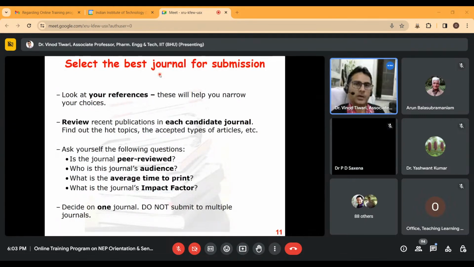But you have to figure out what are the best journals for your article type. For that, you can always look into the references from where you have compiled your review or research article. Those references can give you a list of journals, and then you can make a priority-wise list of where you want to communicate your article. And then you can also review the recent publications in each candidate journal.